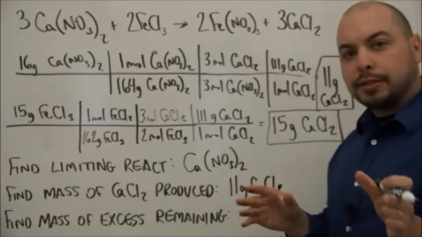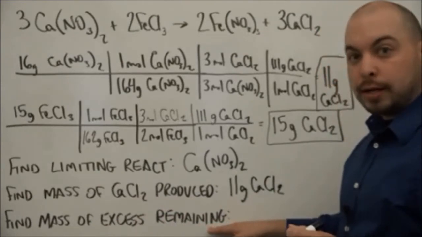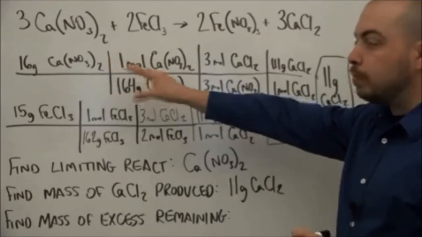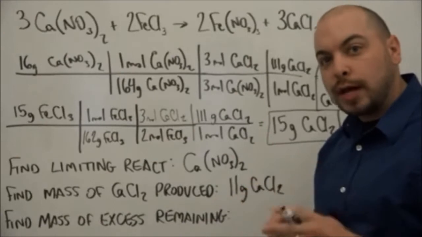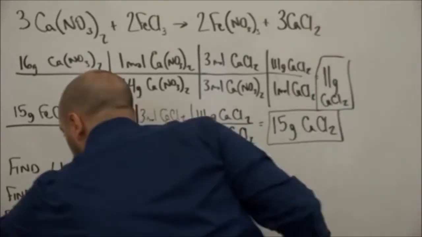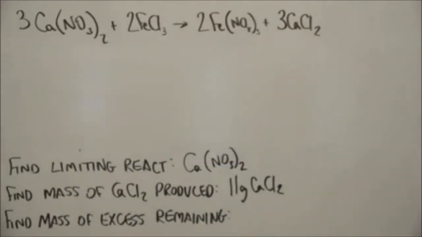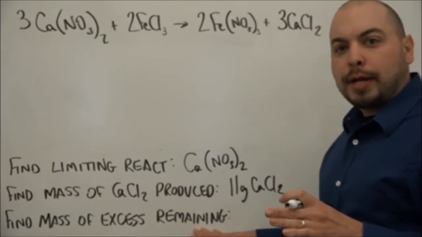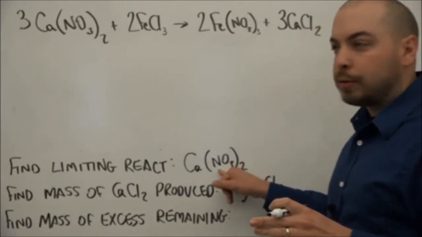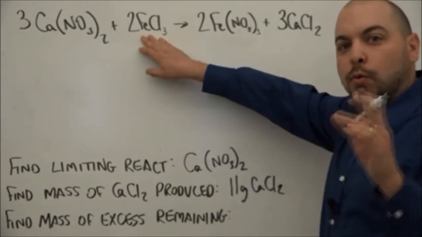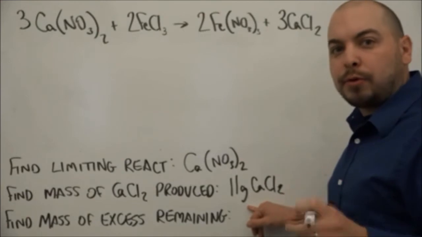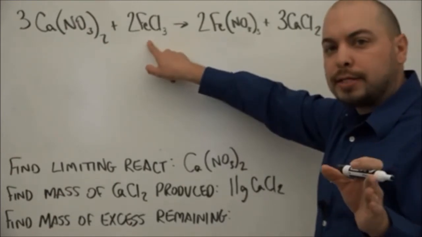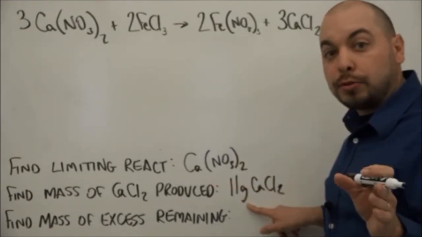The next step is challenging because we now need to find the mass of the excess remaining. So what I'm going to do is I'm going to erase the stoichiometry here, and then I'm going to show you how we solve for that component. So let's do that now. So now we find the amount of our excess reactant remaining. We've solved already that calcium nitrate's our limiting reactant, which means iron chloride is our excess. We also know that we produced 11 grams of calcium chloride as a result of this chemical reaction. What we're going to do to find how much iron chloride remains is we're going to start with the amount of calcium chloride that we produced.